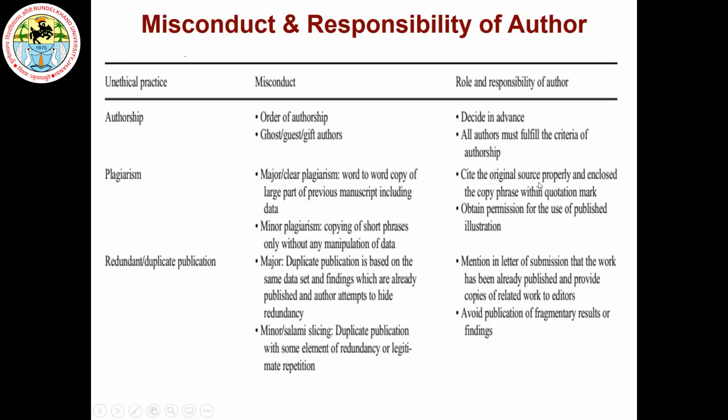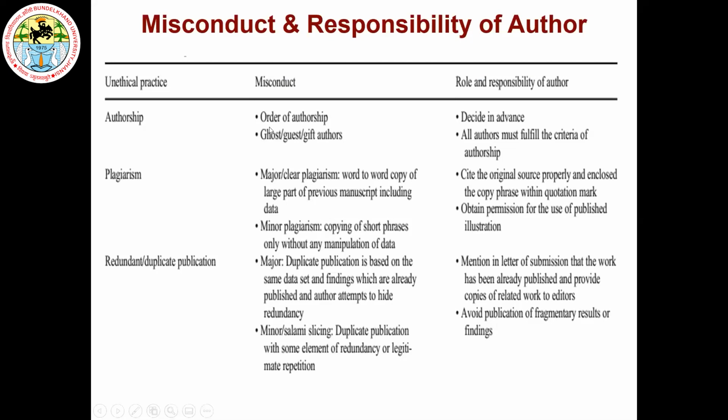How you can take care of that as an author? Cite the original source properly and include the copied phrase within the quotation mark. This is how you can get rid of this major plagiarism misconduct. If you are quoting this, then that is not a misconduct. Then you also obtain permission for use of published illustrations. If you are using a figure, you take the permission from the publisher for its use.